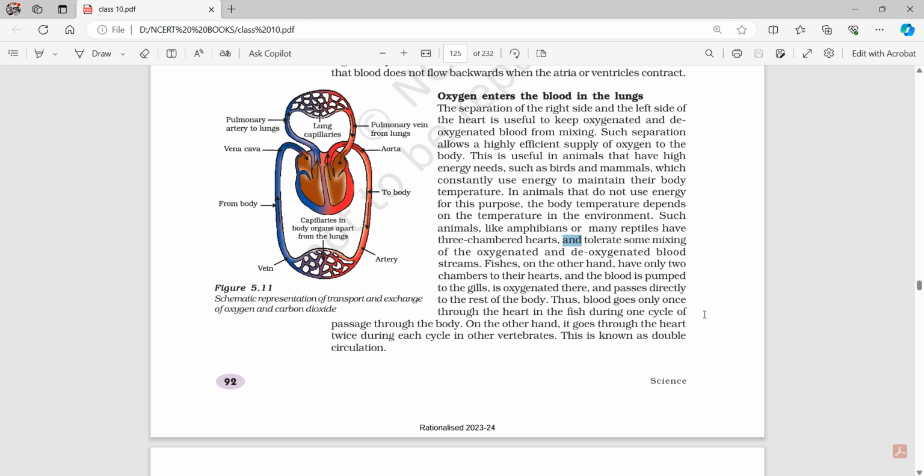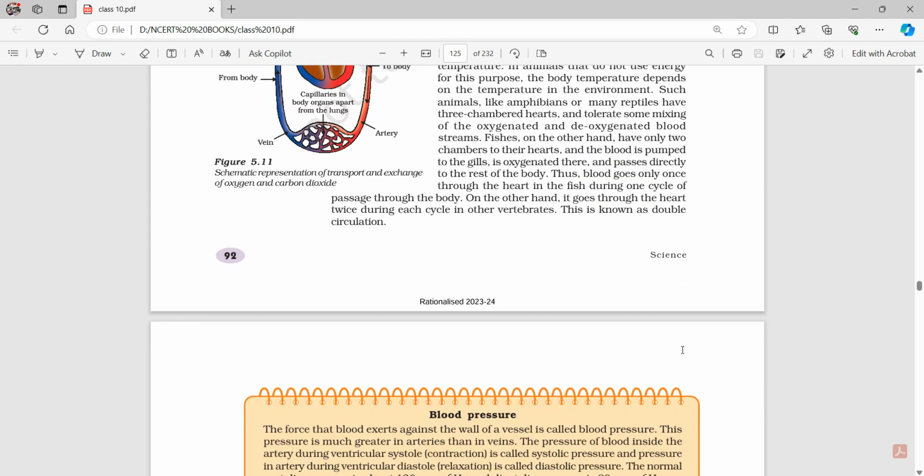Fishes, on the other hand, have only two chambers to their hearts, and the blood is pumped to the gills, is oxygenated there, and passes directly to the rest of the body. This blood goes only once through the heart in the fish during one cycle of the passage through the body. On the other hand, it goes through the heart twice during each cycle in other vertebrates. This is known as double circulation.